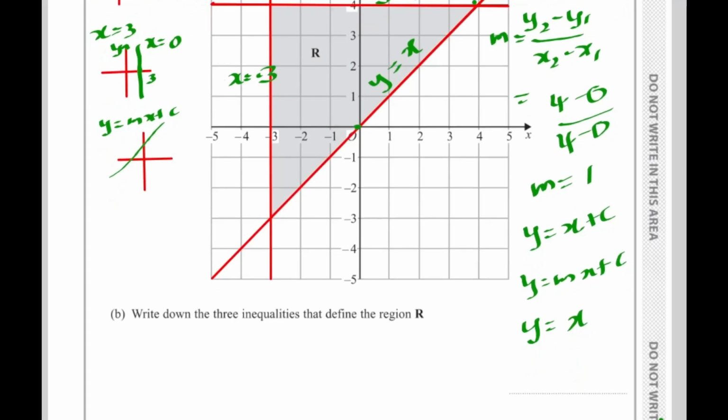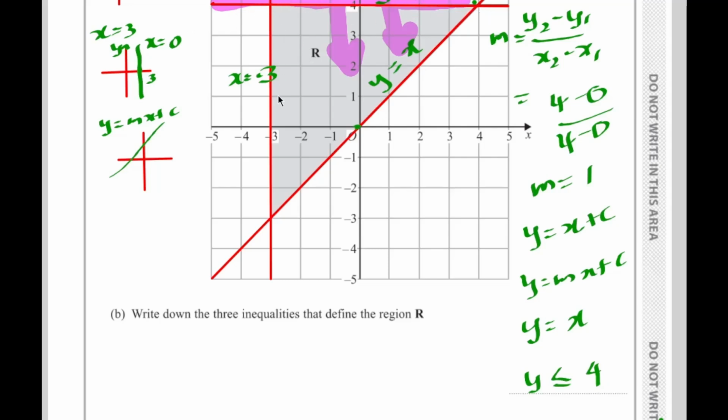So being on this line, to represent this region, you need to come down here. Therefore, one inequality is y is smaller than or equals 4. Why is there an equal sign? Because this line is not a dotted line. It's a solid line.